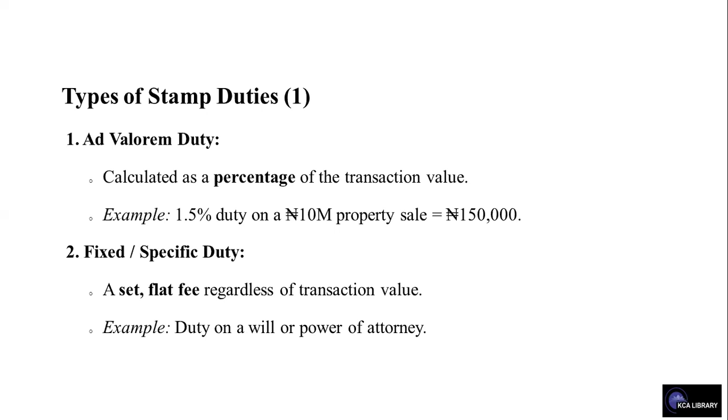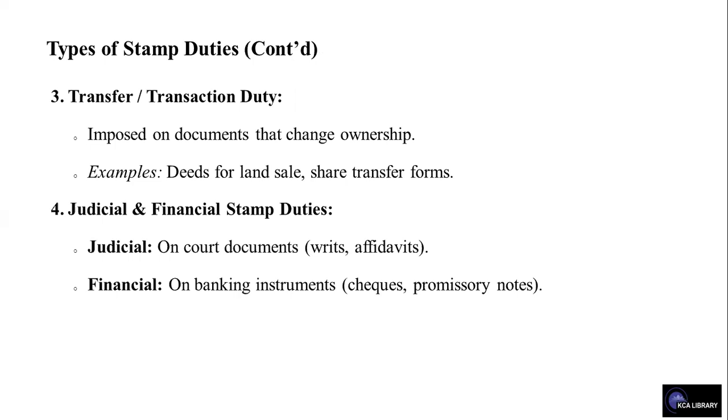And we have types of stamp duty. We have ad valorem duty, which is calculated as a percentage of the transaction value. An example of this is 1.5% duty on a 10 million property sale, which is 150,000. We have the fixed or specific duty, and this is a set flat fee regardless of transaction value. Example, a duty on a will or power of attorney. We have the transfer or transaction duty, and this is imposed on documents that change ownership. Example, the deed of land sales, and another is the share transaction form.